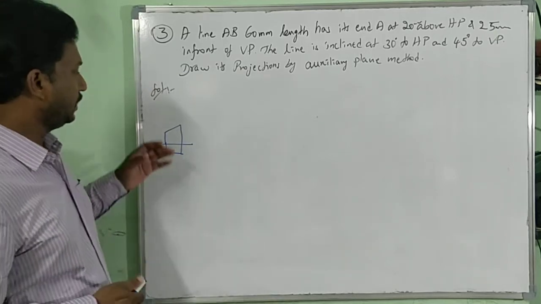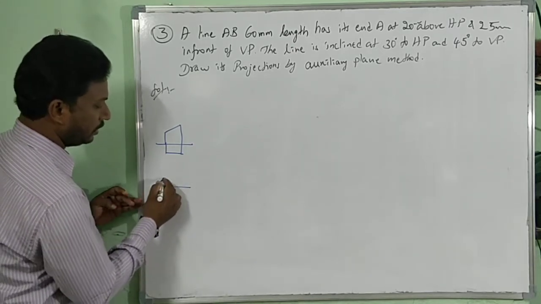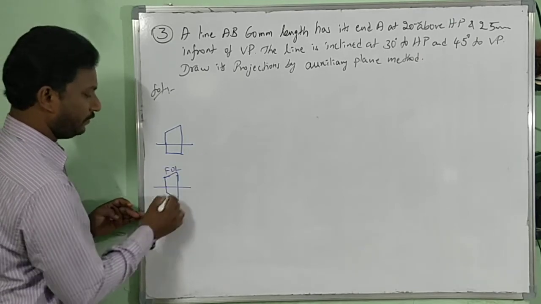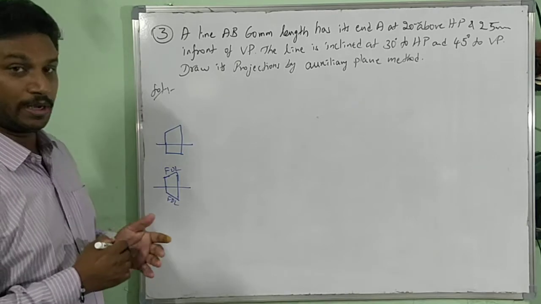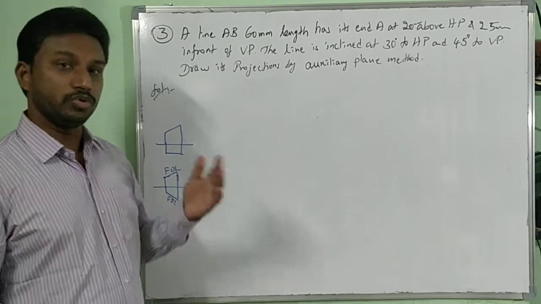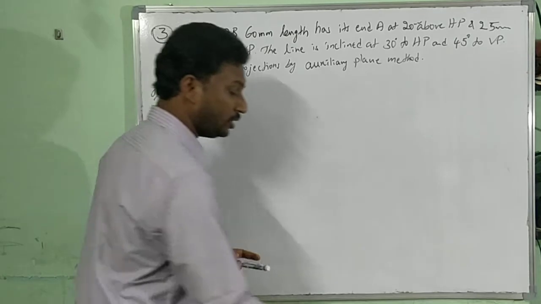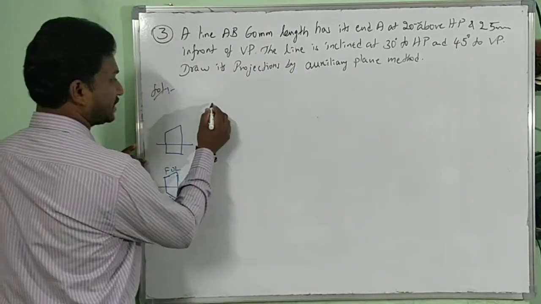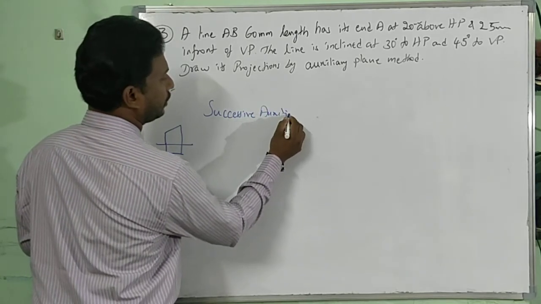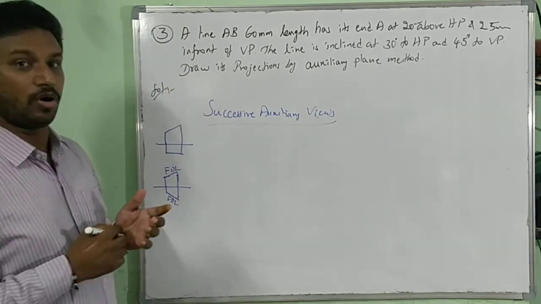Now the condition is line inclined to both the planes. You remember, line inclined to both the planes means final diminishing length front view, final diminishing length top view, right? Alpha, beta, apparent angles. Now here, if you are going to use the auxiliary plane method, how can this problem be solved? It can be solved by the method which is nothing but successive auxiliary views.